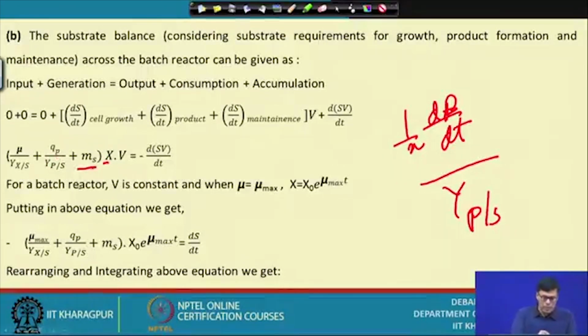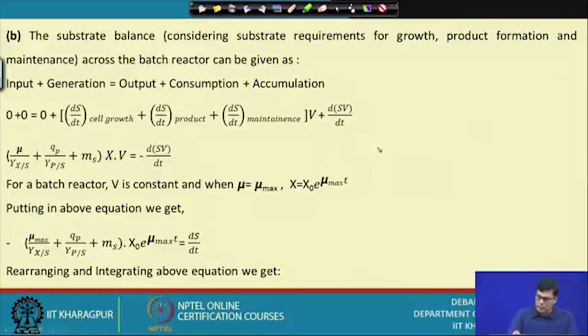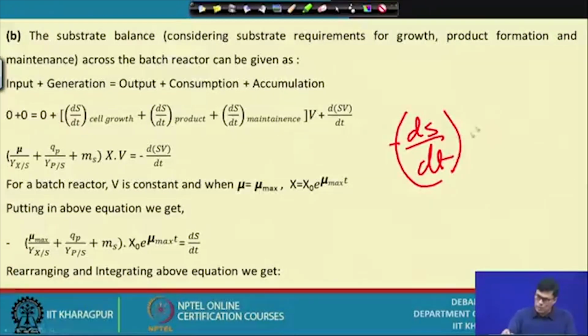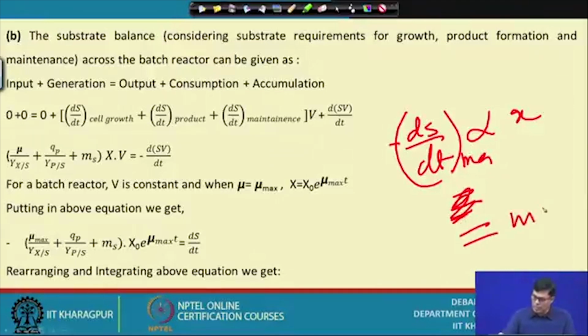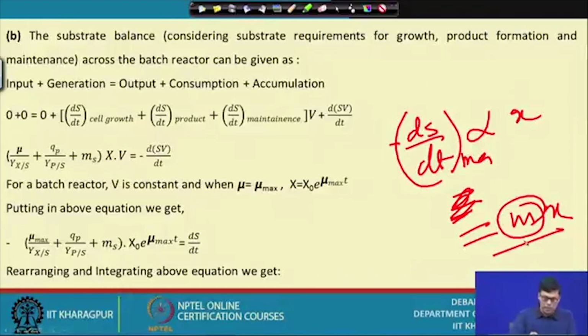Similarly, we can find out the substrate required for the maintenance of the cell. If you multiply by X, you will get the substrate required for it, because we know that the rate of substrate utilized for the maintenance of the cells is proportional to the cell mass concentration. So the rate of substrate required for the maintenance will be equal to m into X. Here m is a constant, which we call the maintenance coefficient.